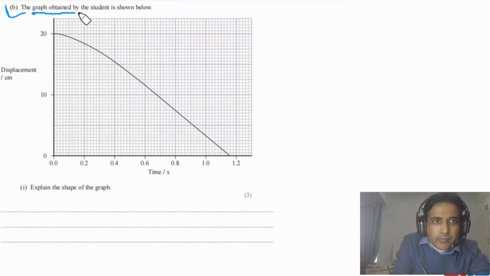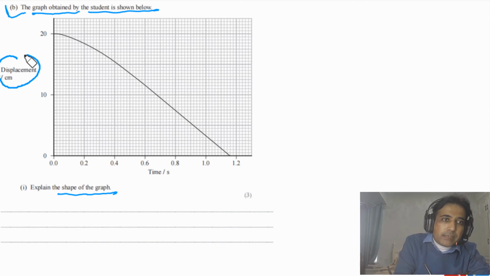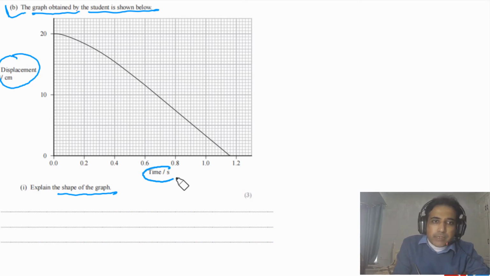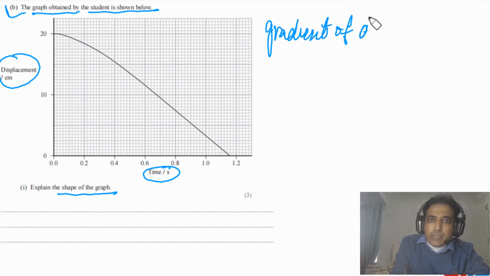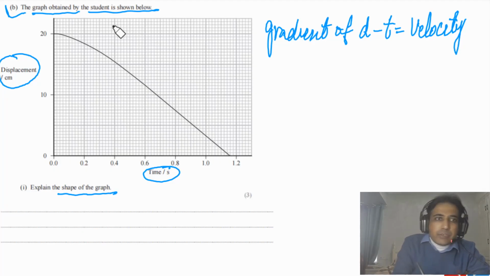Part B says the graph obtained by the student is shown below. For part B1, explain the shape of the graph. First of all we need to understand that on the y-axis we have displacement and on the x-axis we have time. So the gradient of a displacement-time graph represents velocity. If you look at the gradient now, initially you can see the gradient is equal to 0. It means speed is equal to 0.